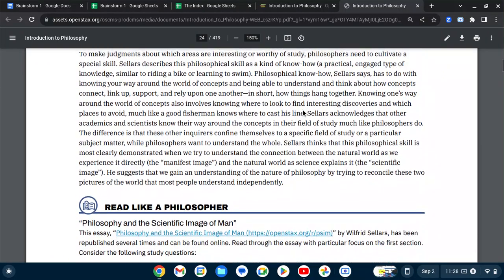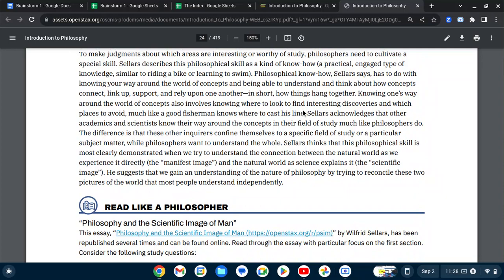To make judgments about which areas are interesting or worthy of study, philosophers need to cultivate a special skill. Sellars describes his philosophical skill as a kind of know-how. Philosophical know-how, Sellars says, has to do with knowing your way around the world of concepts and being able to understand and think about how concepts connect, link up, support, and rely upon one another. In short, how things hang together.